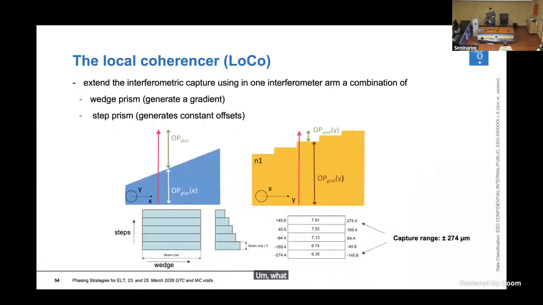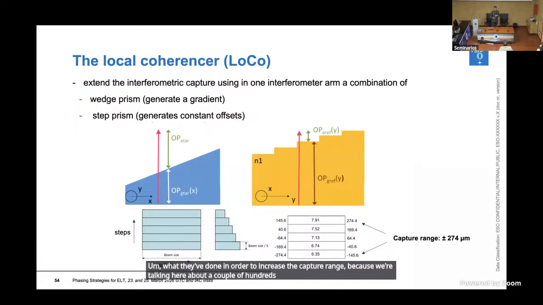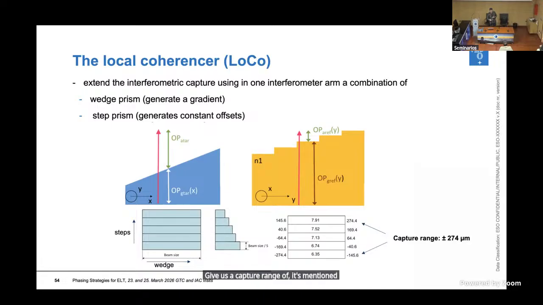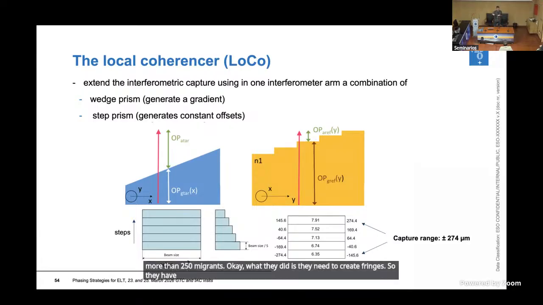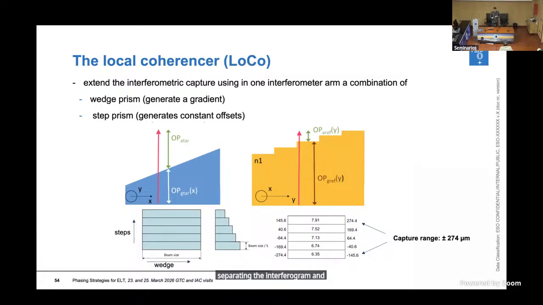What they've done in order to increase the capture range, because we're talking here about a couple of hundreds of microns of positioning tolerances, so the mechanical position goes in. We should say, okay, give us a capture range of, it's mentioned here, more than 250 microns. What they did is they need to create fringes, so they have this prism, but they also added on this prism a step function, and this is separating the interferogram in 5 zones with specific offsets, and thereby increasing the capture range.